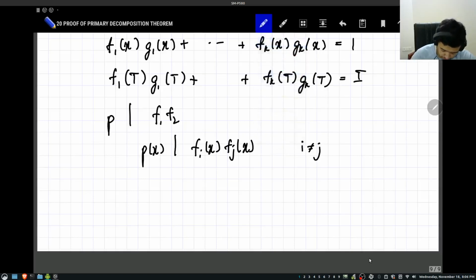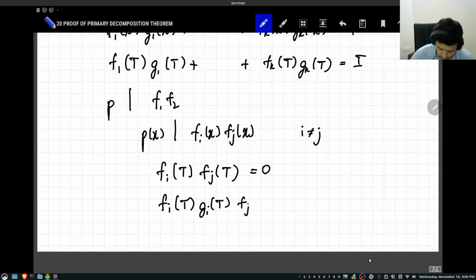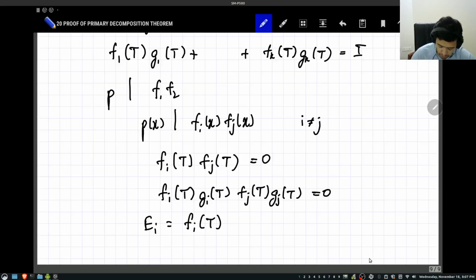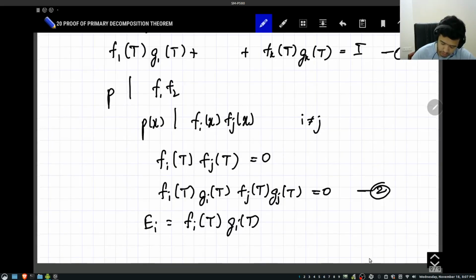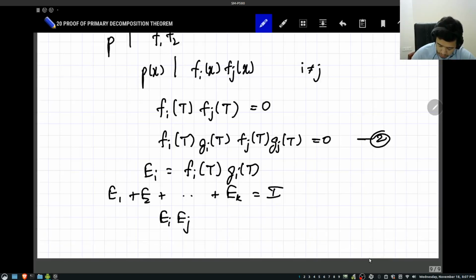and what this implies is that fi of t fj of t is equal to the 0 matrix, and also that fi of t gi of t fj of t gj of t is equal to 0, right? Now if I define ei to be fi of t gi of t, then from this property and this property I have that e1 plus e2 and so on up to ek is equal to the identity matrix, and ei ej is equal to the 0 matrix for i not equal to j, right?